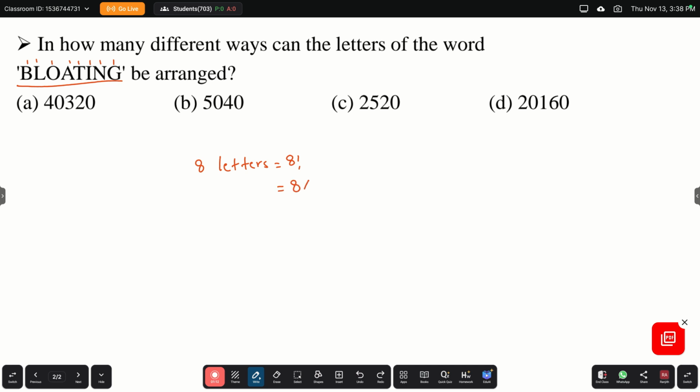8 factorial can be written as 8 into 7 factorial, where 7 factorial is equal to 5040, and 8 is nothing but 8 only. If I multiply these two, 40320.